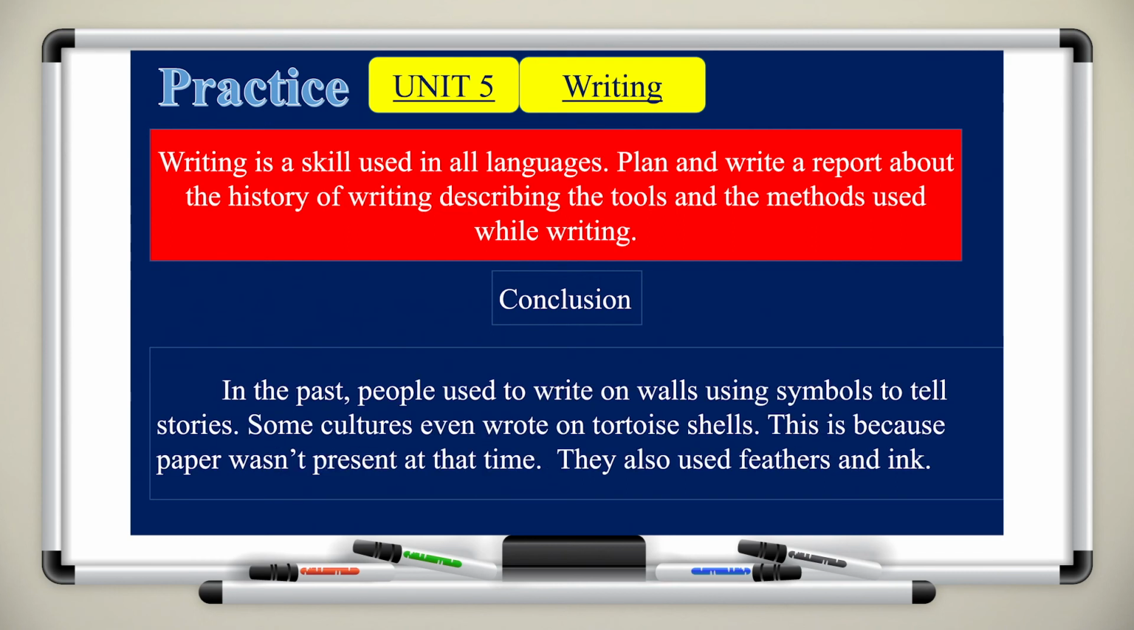In the past, people used to write on walls using symbols to tell stories. Some cultures even wrote on turtle shells. This is because paper wasn't present at that time. They also used feathers and inks.